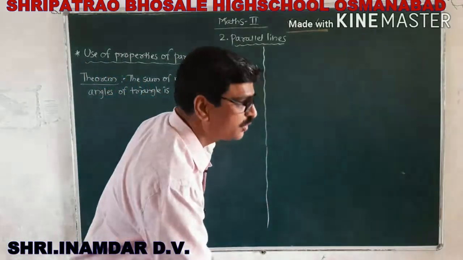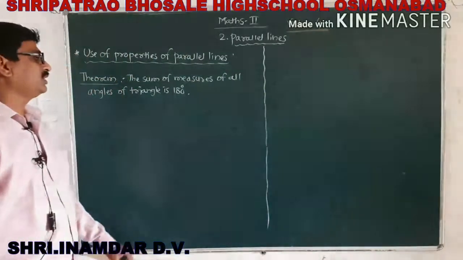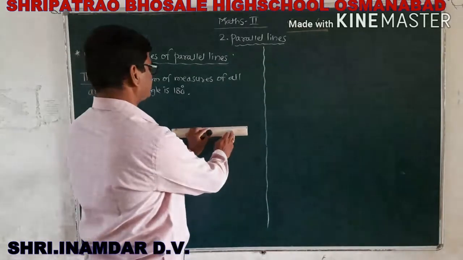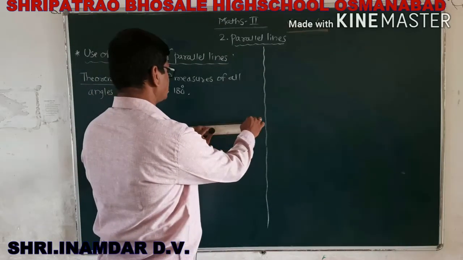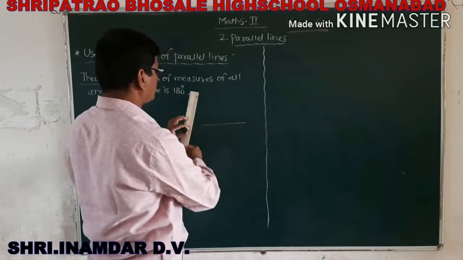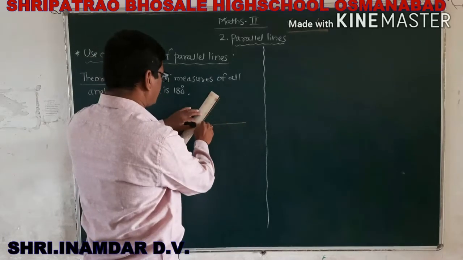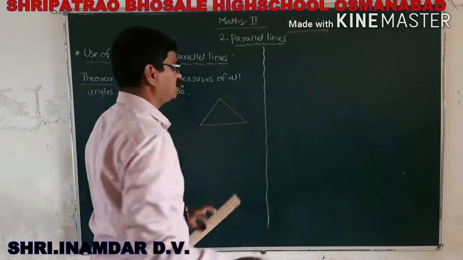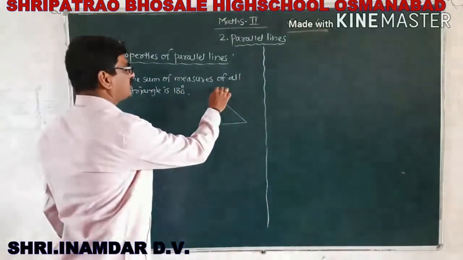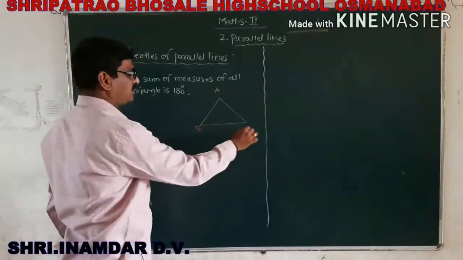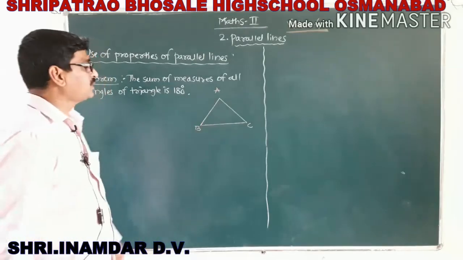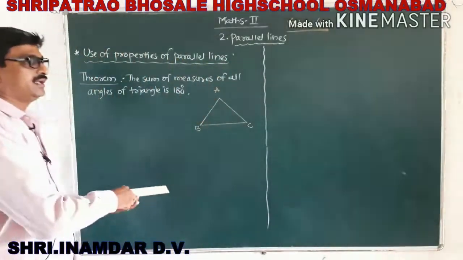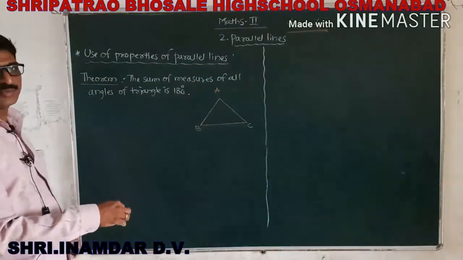Okay. So for that we have to take the proof of this. We have to draw one triangle here, any triangle. It may be acute, right, or obtuse angled. The name of that triangle is ABC here. Okay. So when we prove a theorem, there are 3 or sometimes 4 steps.